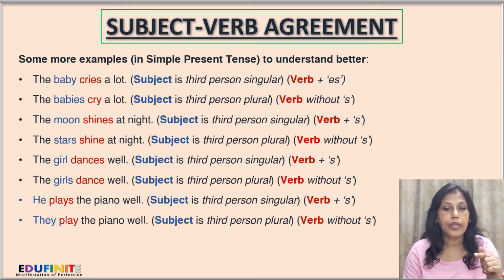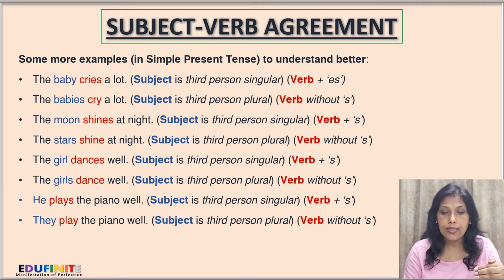Next, the girl dances well. Here the girl is the subject, which is third person singular. So obviously the verb has an S ending. That means it becomes dances. But in the next sentence, the girls dance well. So the subject is third person plural, girls. Hence the verb is only dance without any S.